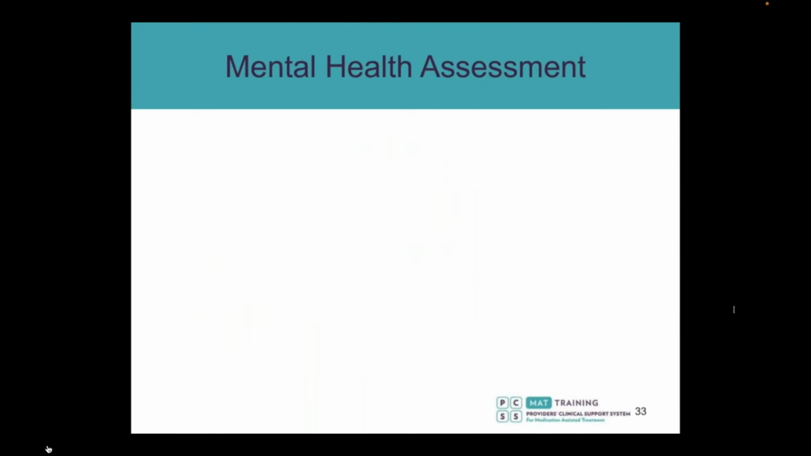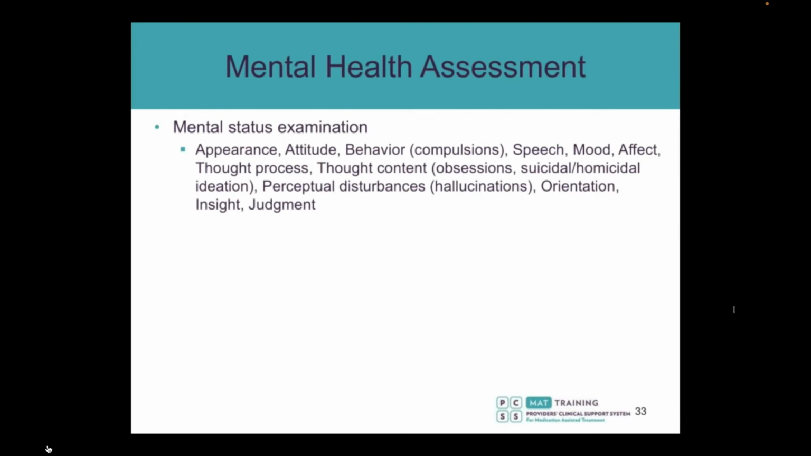Moving on to the mental health assessment, a more detailed mental health assessment can also contribute to a more comprehensive understanding of the patient and their needs, particularly for the purpose of referrals. Components of a mental health assessment would include a mental status examination: appearance, attitude, if the patient's cooperative or not, the types of behaviors they're exhibiting, their speech, the way they describe their mood, but also their affect, thought processes, thought content, particularly obsessions or suicidal or homicidal ideation, any perceptual disturbances like hallucinations, thinking about tactile hallucinations as well as auditory and visual, their orientation, and their insight and judgment.